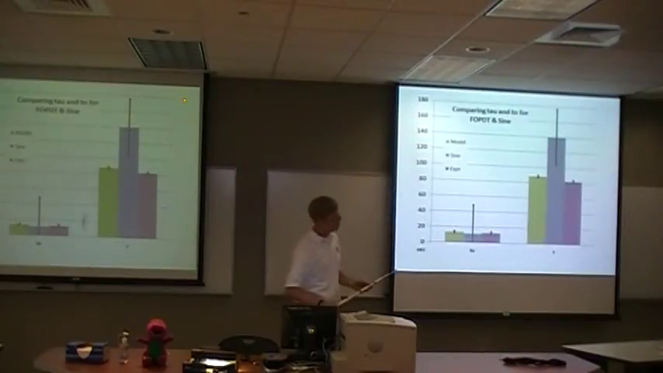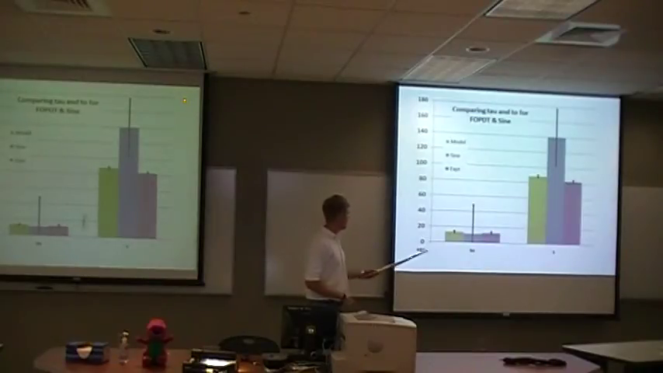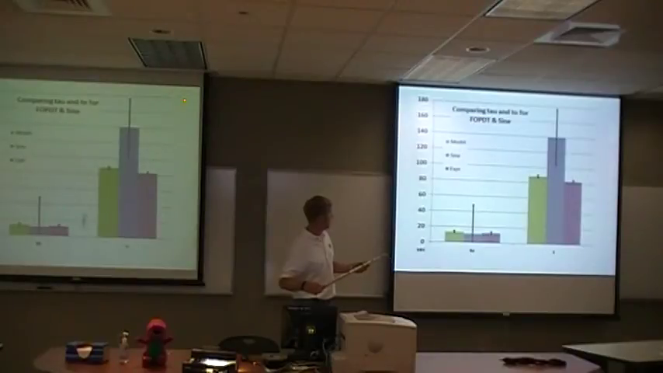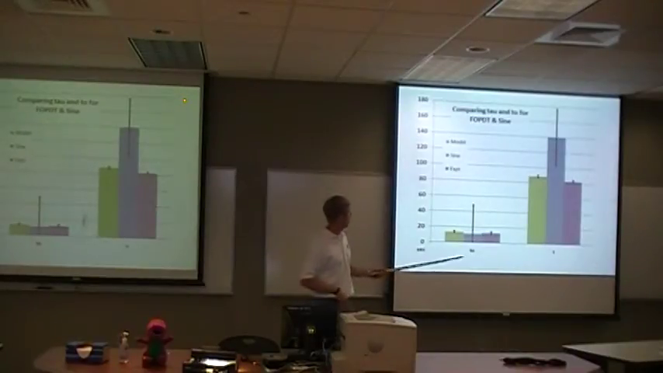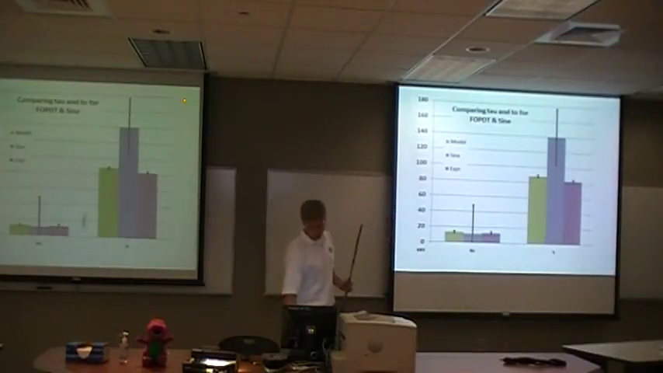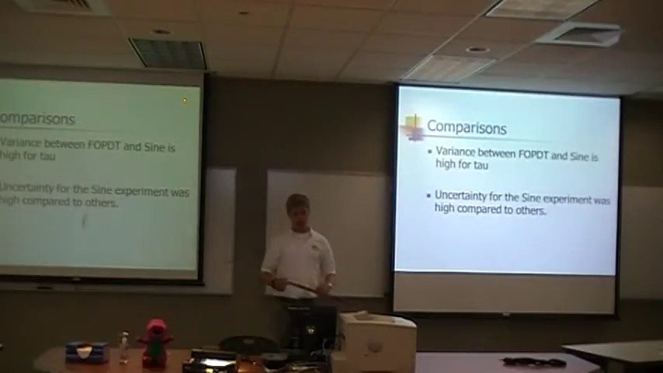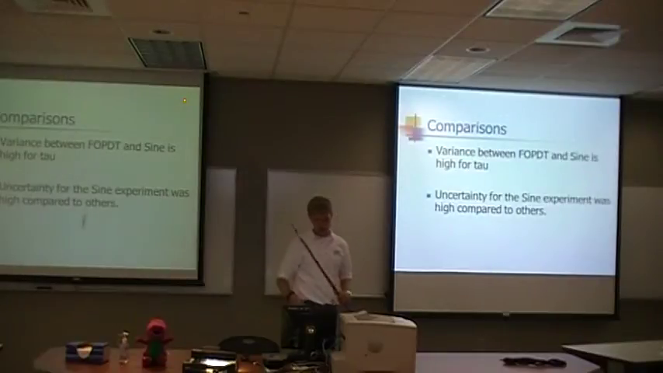I put the dead time and tau on the same graph because they're both in seconds. You can see that the dead time is right around 15, and tau is between around 80 to 90 seconds, with the sine being the greatest, which we're not really seeing why it is as high as it is. Comparing the variance between FOPDT and the sine, it is high for tau, and the uncertainty for the sine experiment was high compared to the others.